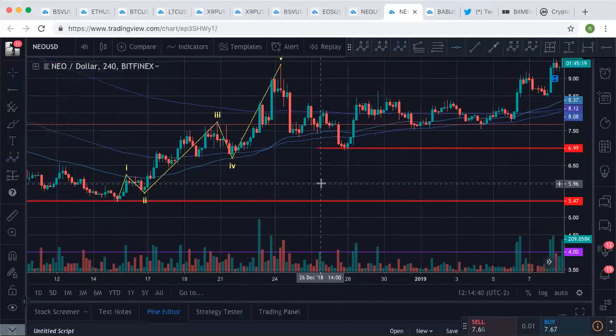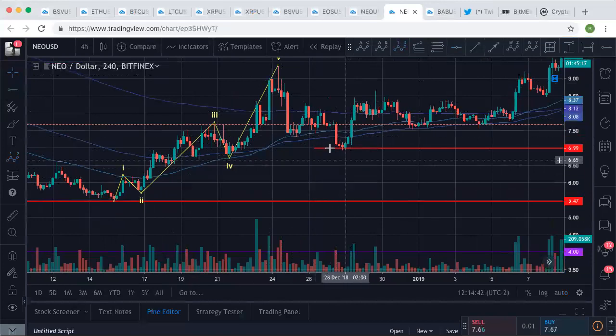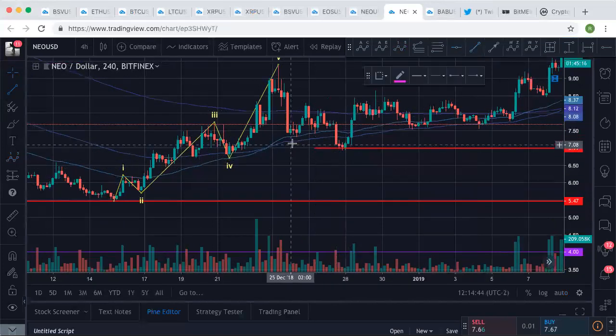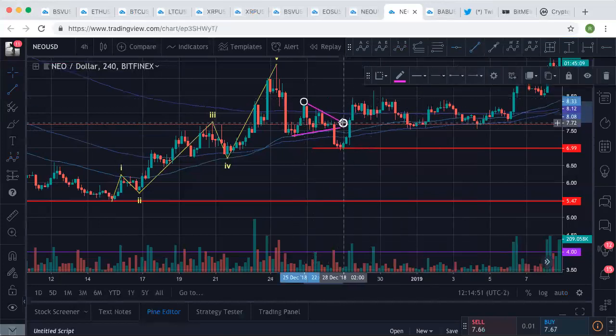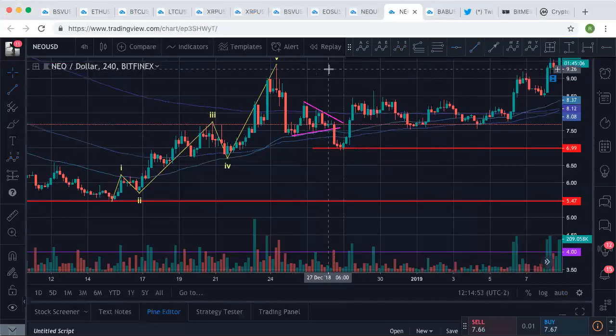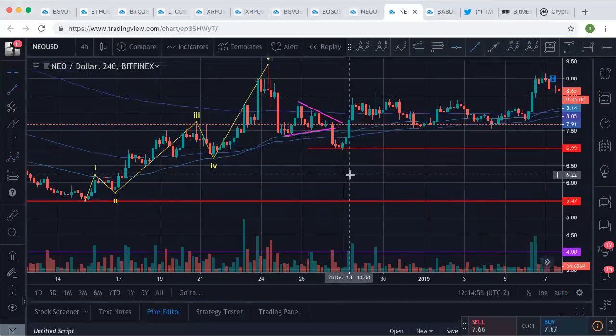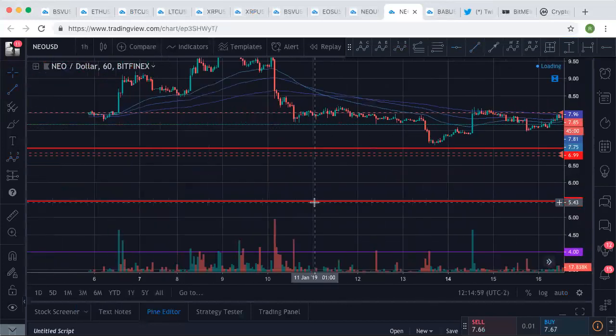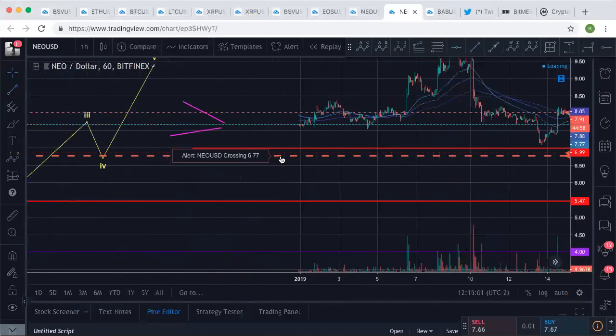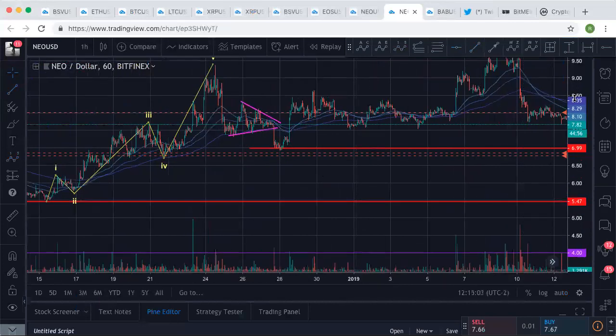So that's that. Now, this is a little bit of a funny count here. So we've got a triangle, of course, and now a triangle is usually a B wave, or it can be an X wave as well. There we go, or a fourth wave, of course, but this is clearly not a fourth wave. So I'm just going to zoom in a little bit closer just to get a little bit more information from this structure.